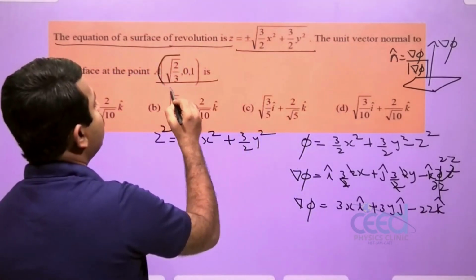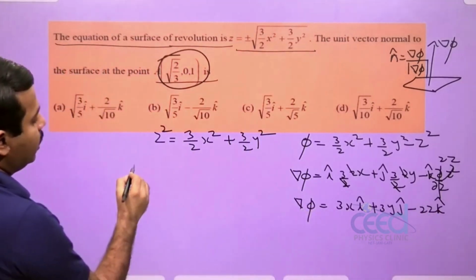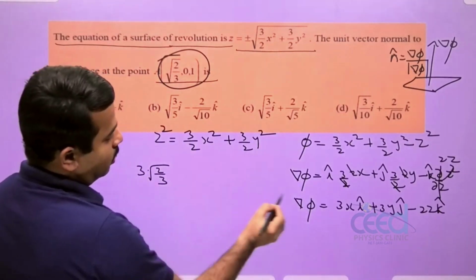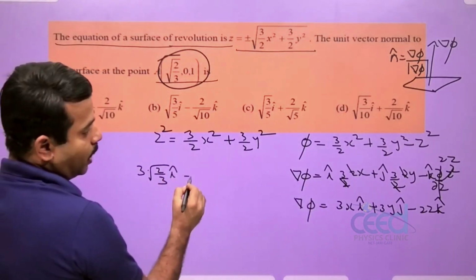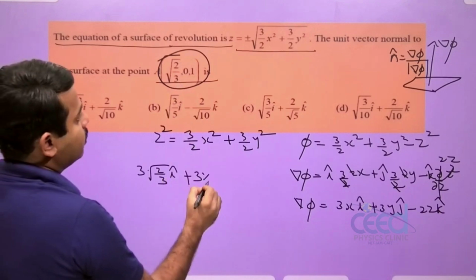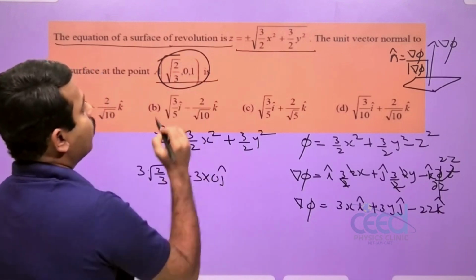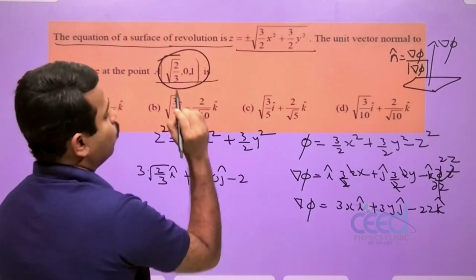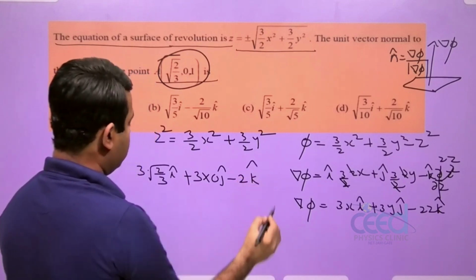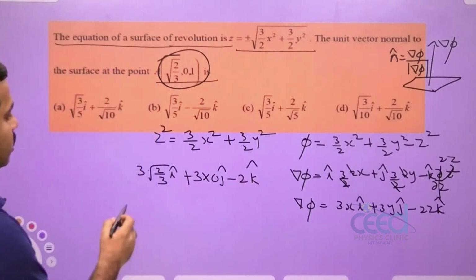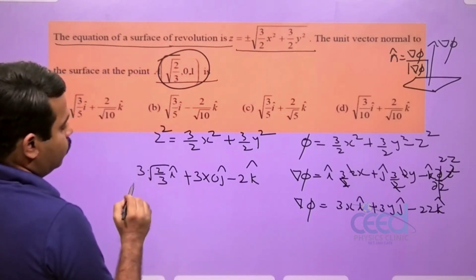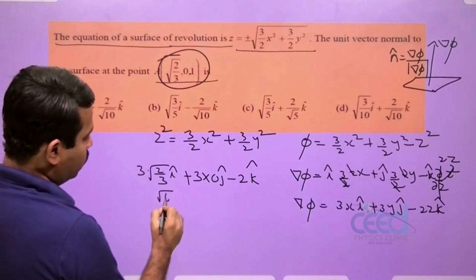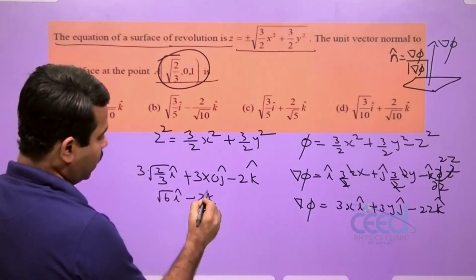Then at this point we require, what do we do? We substitute 3 root 2 by 3, right, i cap plus 3, what is the y coordinate? 0, j cap, what is the z coordinate? 1, minus 2 into z, that means minus 2k cap, right? Alright, and to find the modulus we have to divide, right? So first of all we can simplify this, then this is root 6 i cap minus 2k cap.